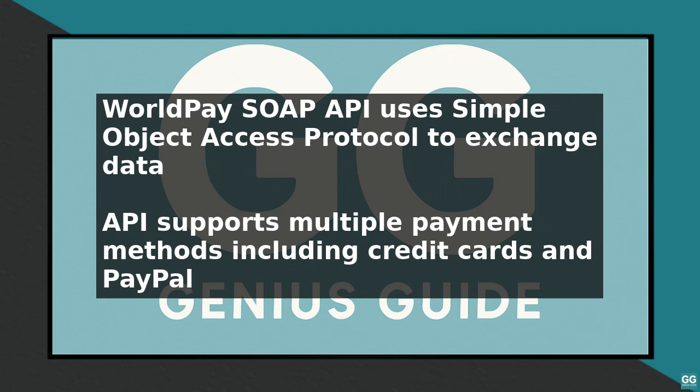API credentials. Next, you need to authenticate with the WorldPay API using your client ID and client secret. This is done by calling the authenticate method of the SOAP client, passing in your credentials. If the authentication is successful, you will receive an authentication token that you can use to make subsequent API calls.